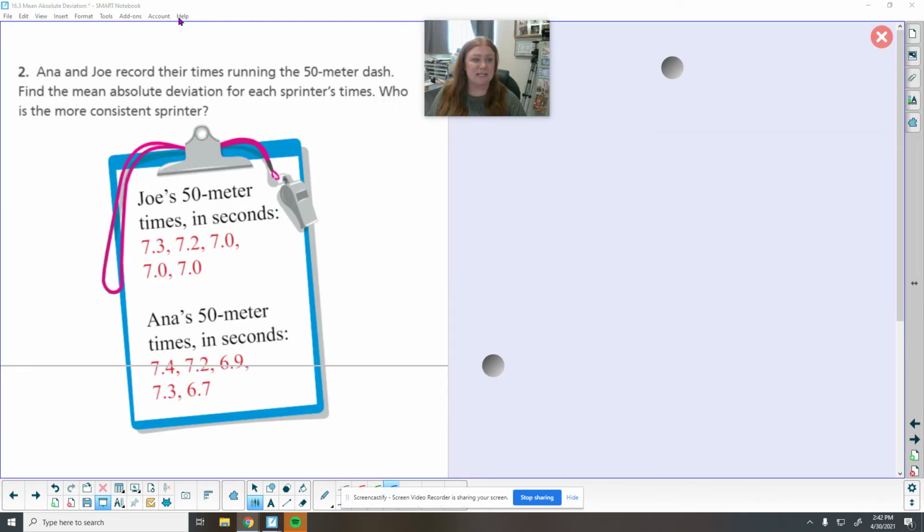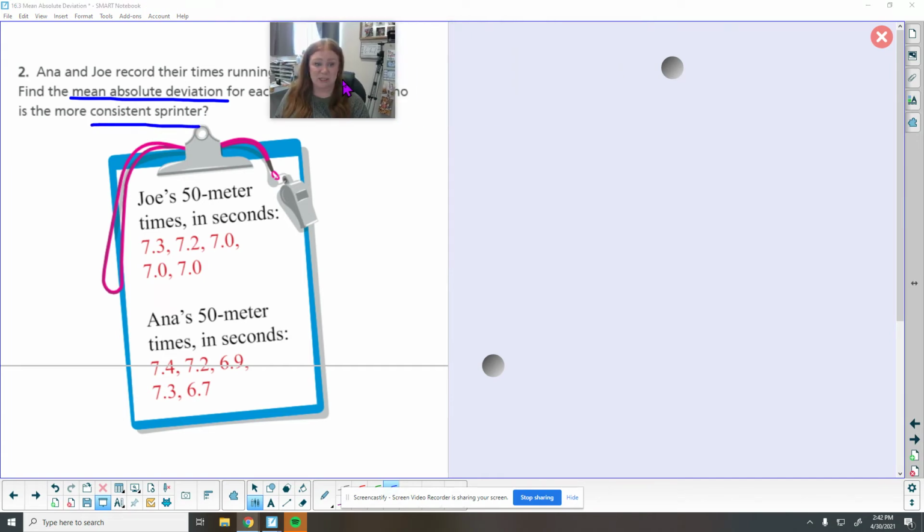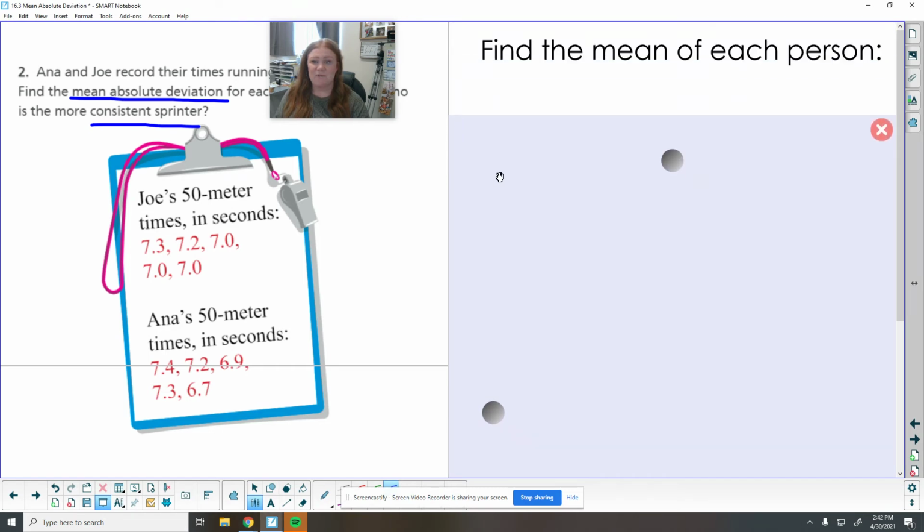Task 2 tells us that Anna and Joe recorded their times during the 50-meter dash. Find the mean absolute deviation for each sprinter's time. So mean absolute deviation. Who is the more consistent sprinter? So here's Joe's times, here's Anna's times. So first we want to find the mean.